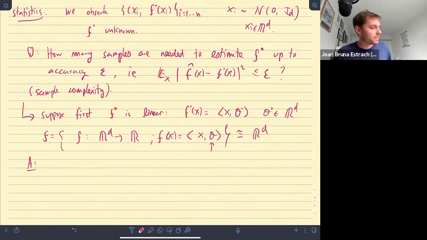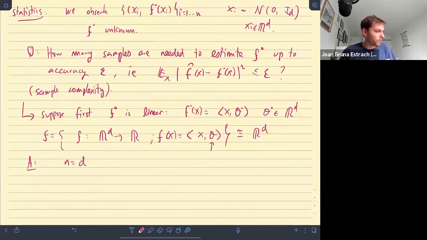Right. I think it's already good. Of course, because here, very good, it's the dimension of H, and the answer is that N equal D is sufficient for exact recovery.